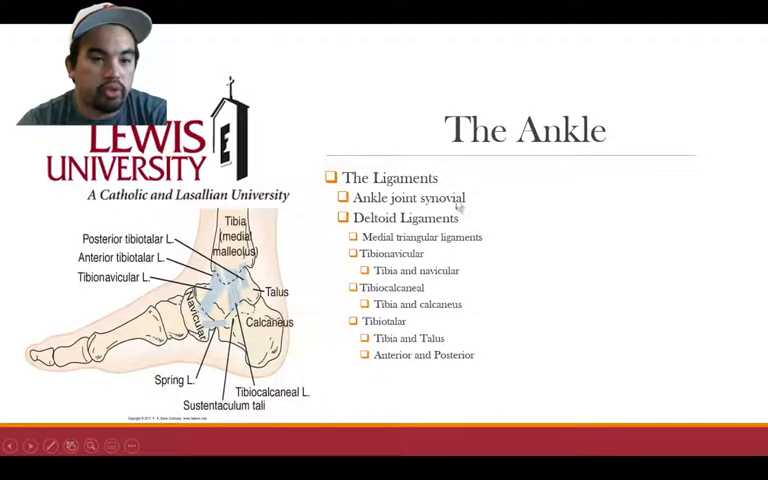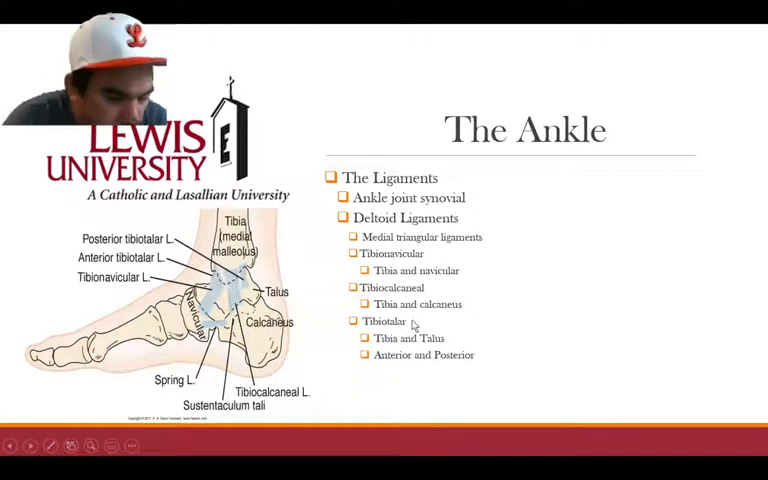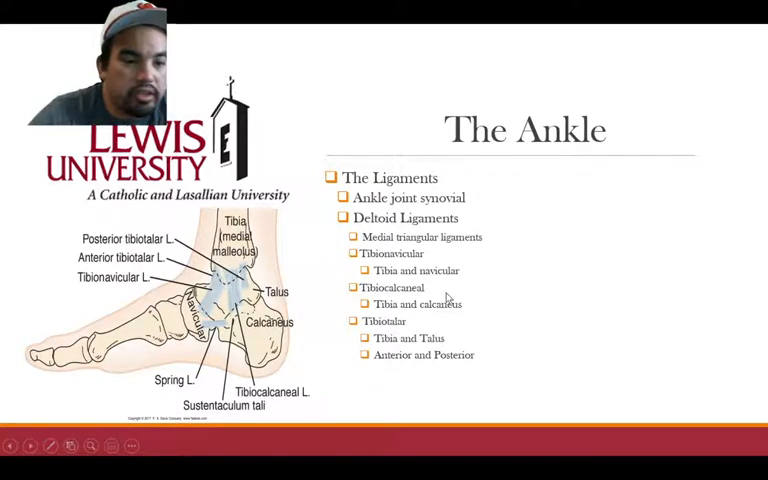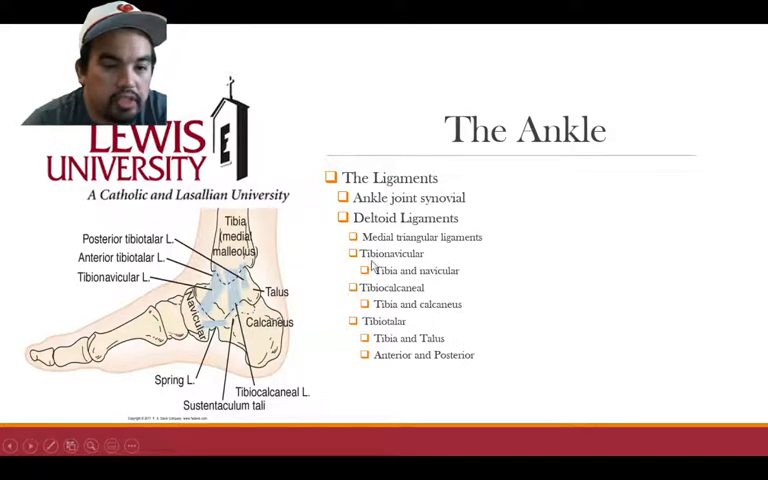Ligaments. The ankle joint is a synovial joint, and it's mostly held together by the deltoid ligaments on the medial aspect of the ankle. So we have medial triangular ligaments, and those are the tibio-navicular, tibio-calcaneal, and the tibio-talar. So the tibio-navicular attaches what? The tibia and the navicular. So tibio-navicular, right here. See it?